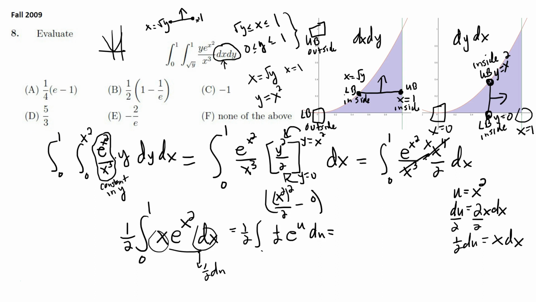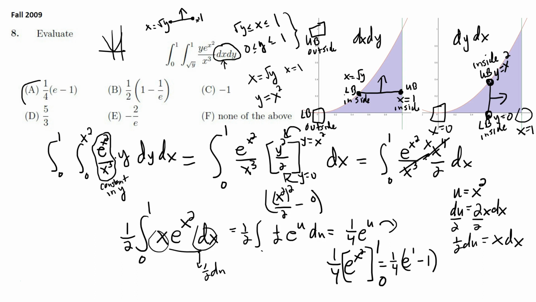Now, we could go back into x squared and have 1/4 e to the x squared, and we evaluate that with the original bounds of 0 and 1. Or we could have done a limit switch, and it happens to also be from 0 to 1 when we switch the bounds. So we have e to the 1, and then e to the 0, and then the 1/4 on the outside as our answer. And that corresponds to letter A.